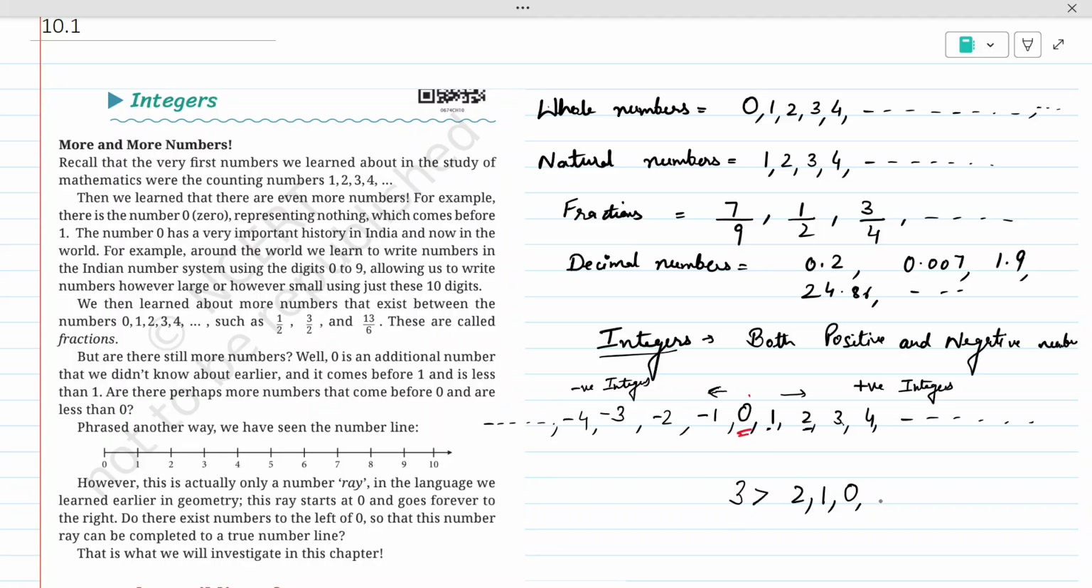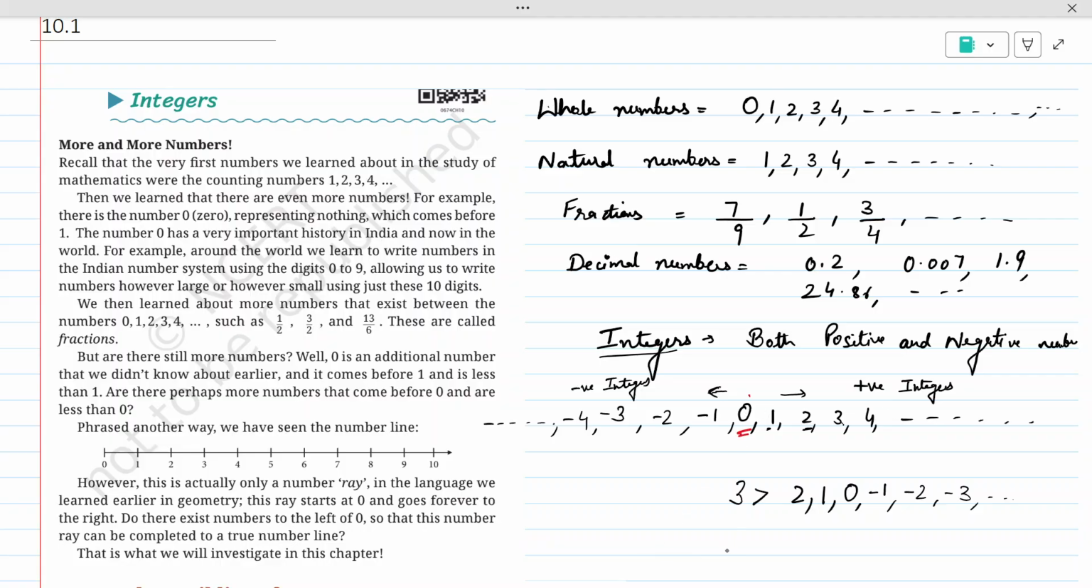3 will always be greater than -1, -2, -3, and so on, as in the negative numbers. So any number which is on the right side will always be greater than the number on the left side of the number line, where we are plotting the positive and negative integers and 0 also.